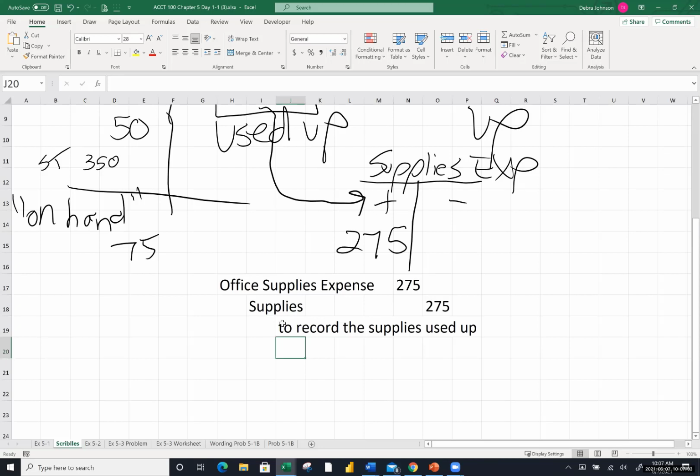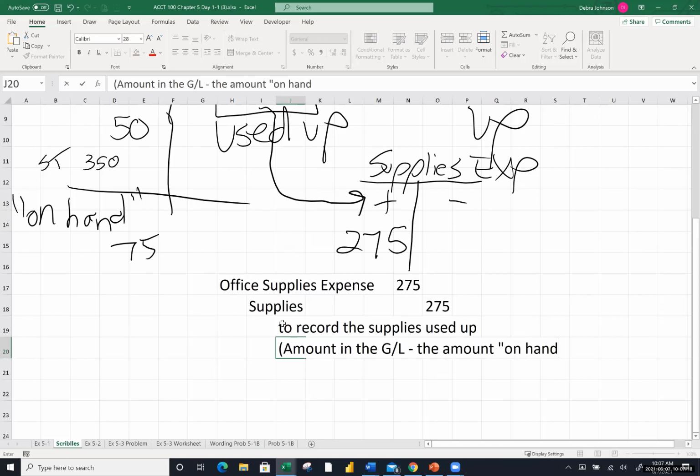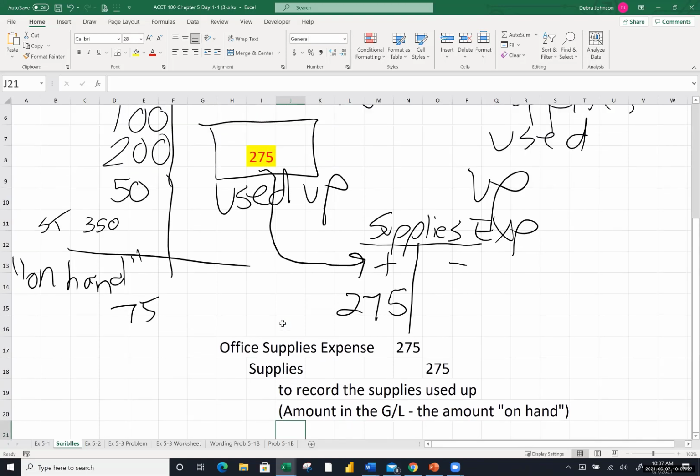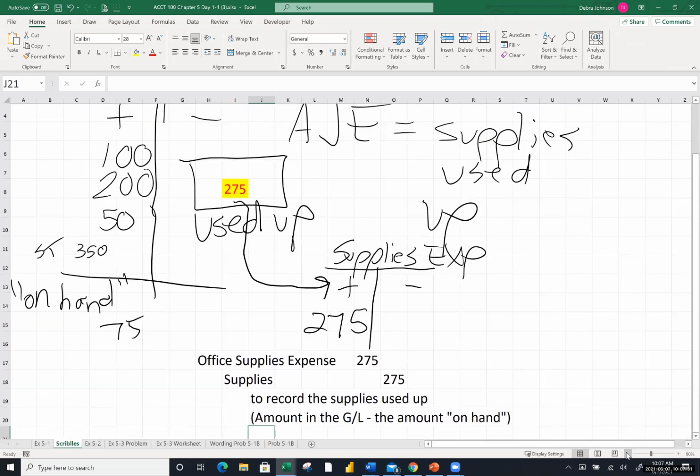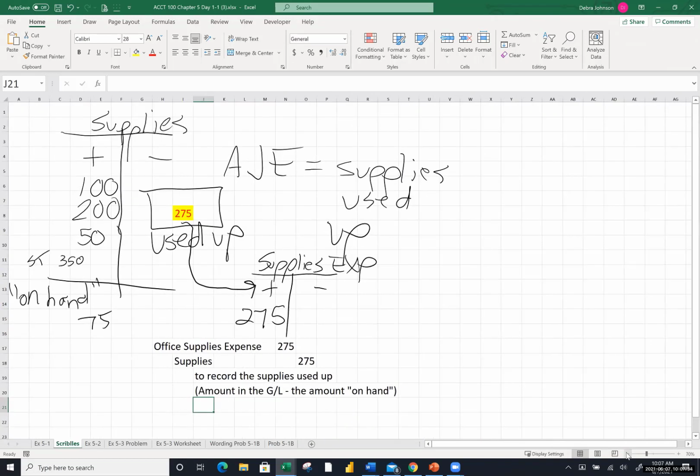How did we get it? We took the amount in the GL, the general ledger. GL is a very common abbreviation for the general ledger. We took the amount in the general ledger less the amount on hand, or the amount in inventory. That gave us the amount of supplies used up. Okay, let me stop and see if you have any questions about that first adjustment called supplies.